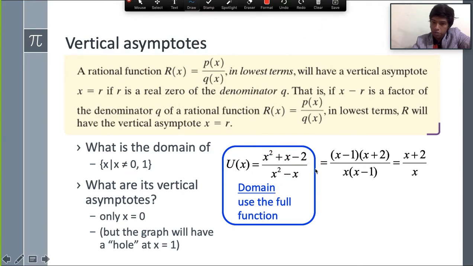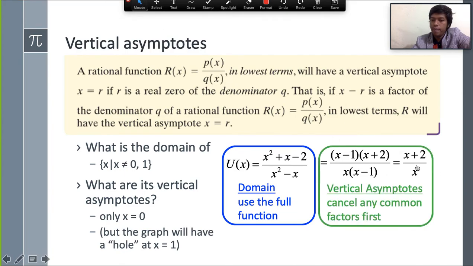So the conclusion is domain we will find from the full function, and vertical asymptote we will find after the cancelling out, or from the reduced rational function. Okay, vertical asymptote. This is the difference. Do not confuse it. Then actually maybe you are doing the math right, but your answer will be completely mixed up.